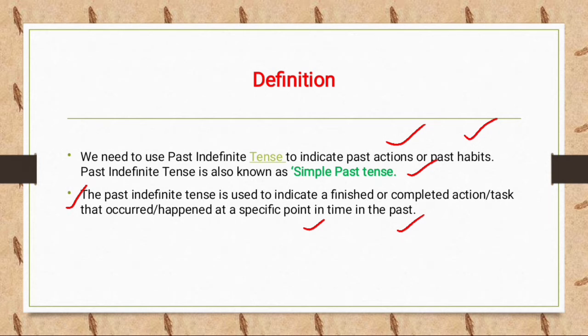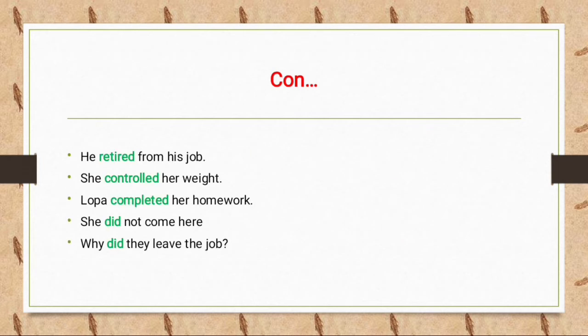Let's understand it by examples. He retired from his job. Now it's the sentence of past indefinite tense simple formula, because there is no usage of did, as I said, in simple formula of past indefinite tense we don't use did. He retired from his job. Here the action has been done in the past. Means now he is free. He retired from his job in the past.